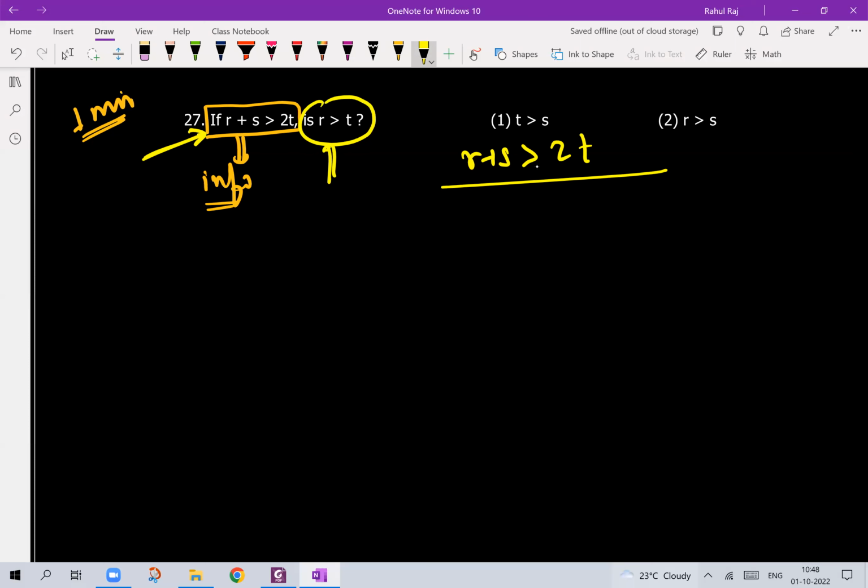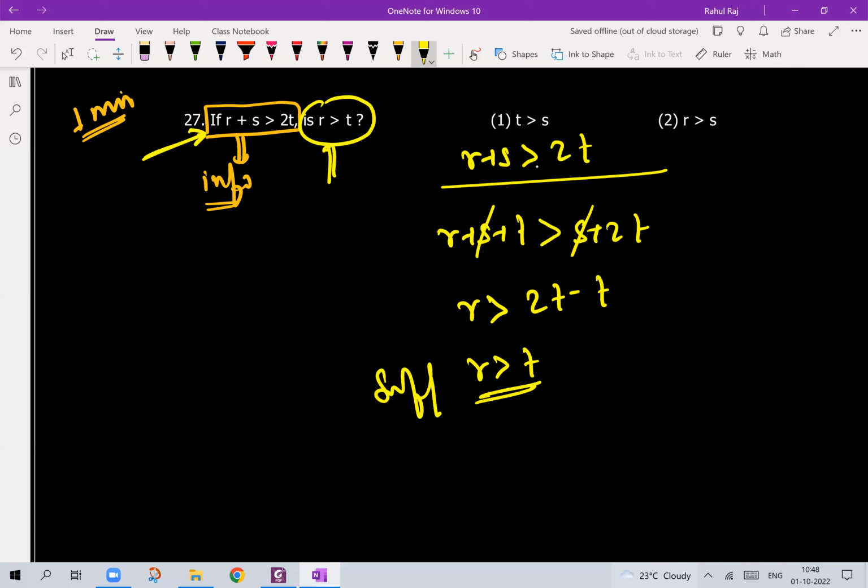So imagine if I add them, R plus S plus t is greater than S plus 2t. Can I cancel S and S? Can t go to that side? R is greater than 2t minus t. R greater than t. This is sufficient to answer the question. That is straightforward. It is as easy as it is.